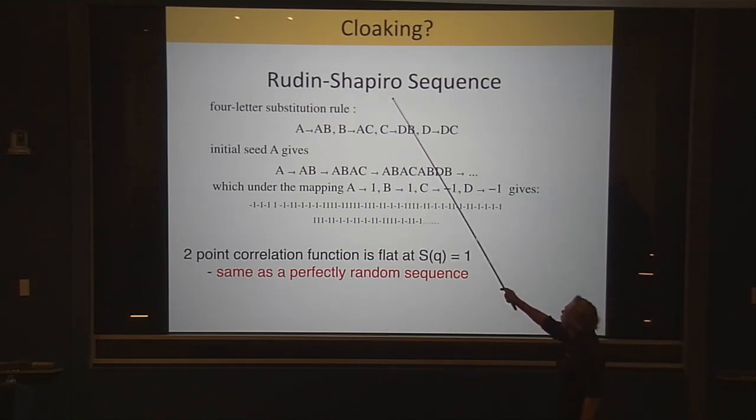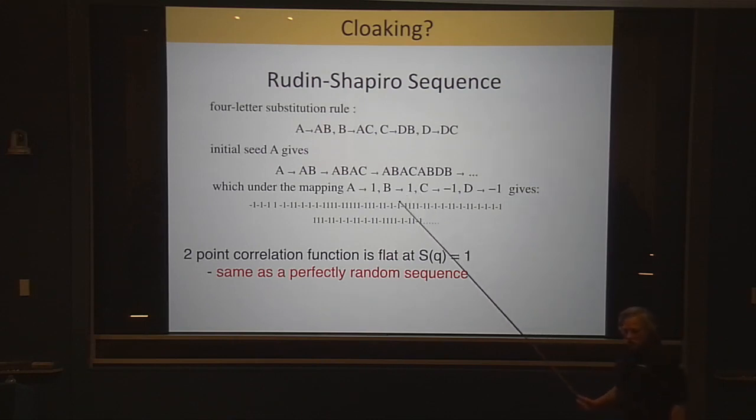But I also told you this guy has the property that its two-point correlation function is flat, okay? If you do S of Q or G of R, it's just flat at one, okay? So it looks like a random sequence, but it's not random at all, okay?